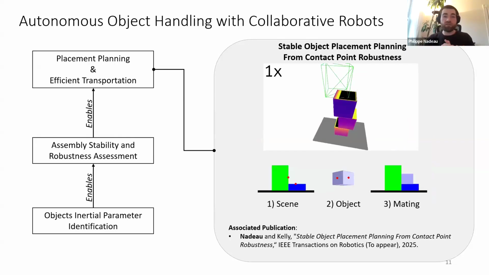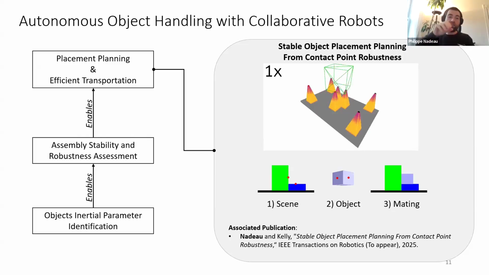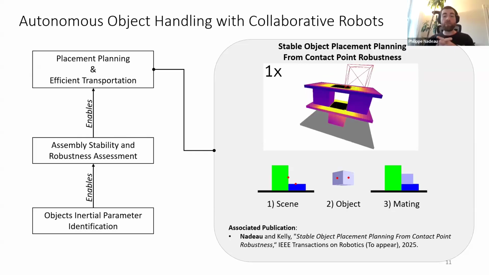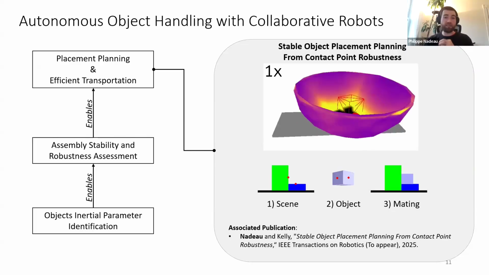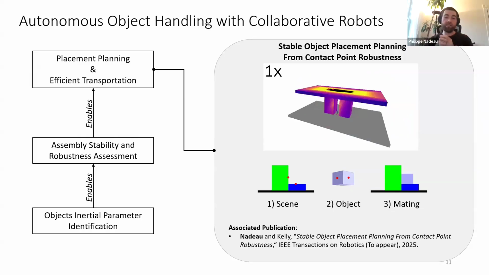The last part of this presentation will consider the problem of efficiently finding stable poses when placing an object in a scene. So in this work, I show how my robustness criterion can greatly improve the efficiency of stable object placement planning. In a nutshell, this technique is based on considering contact points instead of poses when planning, and I'll tell you all about it later in the presentation.